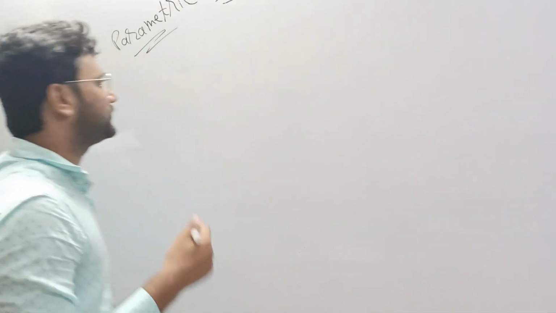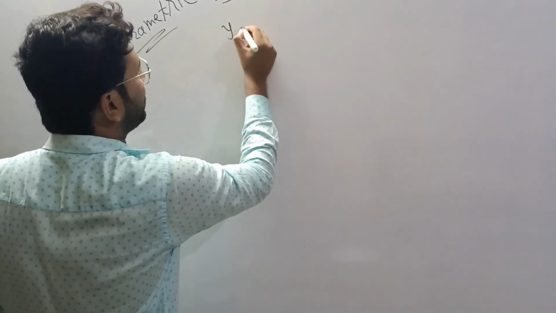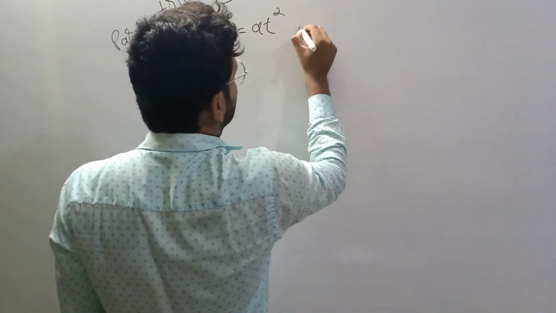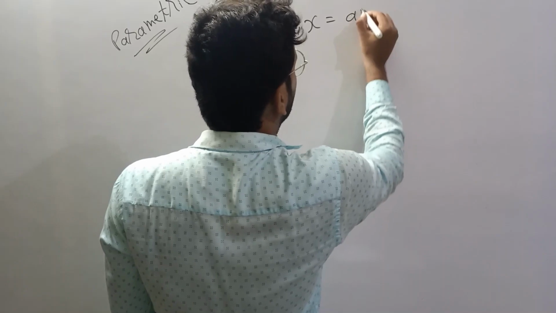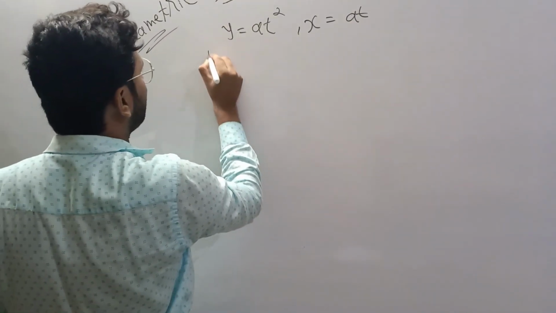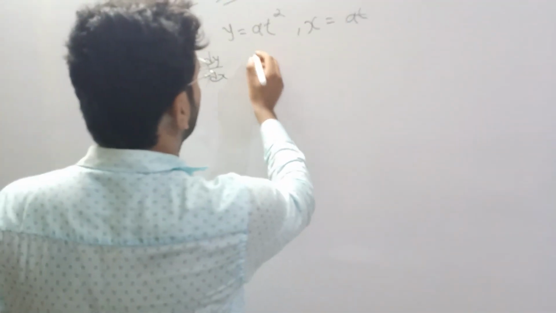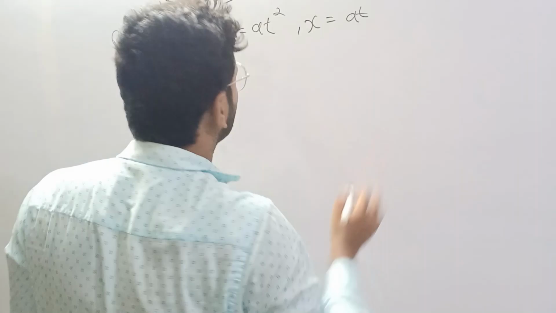So students, now I'll teach you the parametric functions. What are the parametric functions? Well, sometimes they will give you questions like y equals 2at square and x equals something like at. So find the derivative dy by dx. So here we have the question, both of the functions y and x are in terms of t.